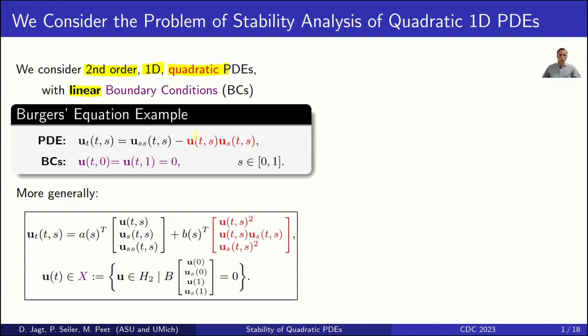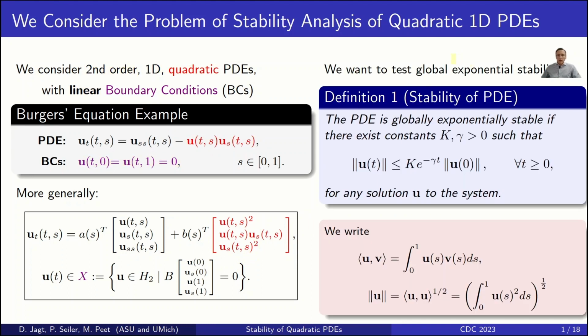So for example, consider here Burgers' equation with this quadratic nonlinear term with these linear Dirichlet boundary conditions. And more generally, we will be focusing on systems of this form, where we have these nonlinear terms corresponding to products of the state u, as well as its first order spatial derivative.